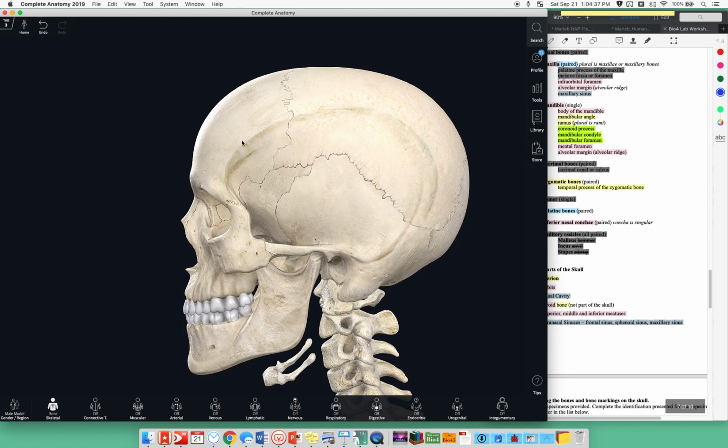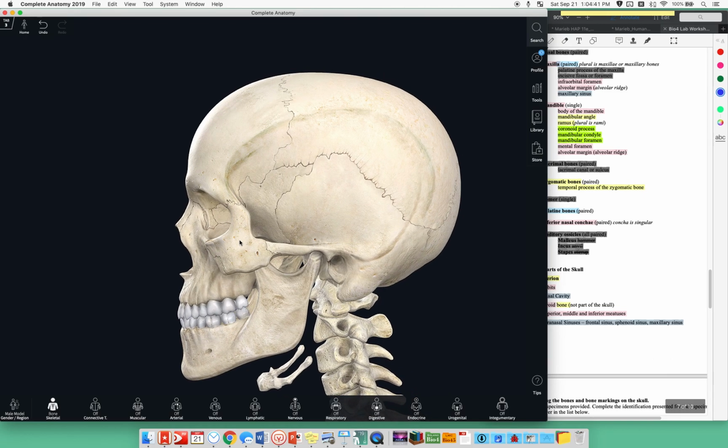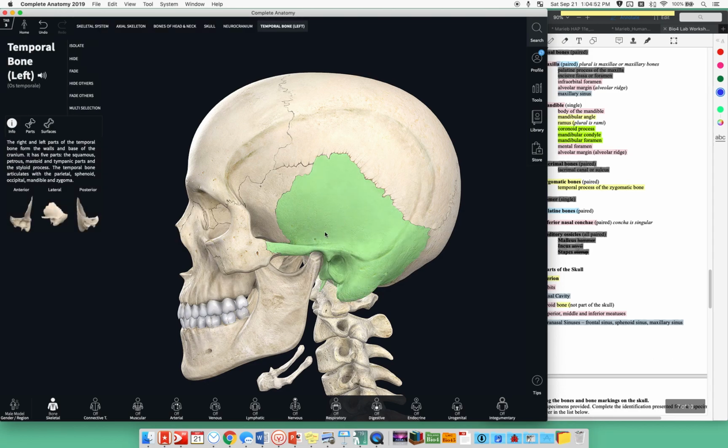Okay. Now let's look at the landmarks for zygomatic bone. This is its temporal process, as it is connected to the temporal bone through this process. This is the temporal bone, and this is its zygomatic process. So this is the zygomatic process of the temporal bone.